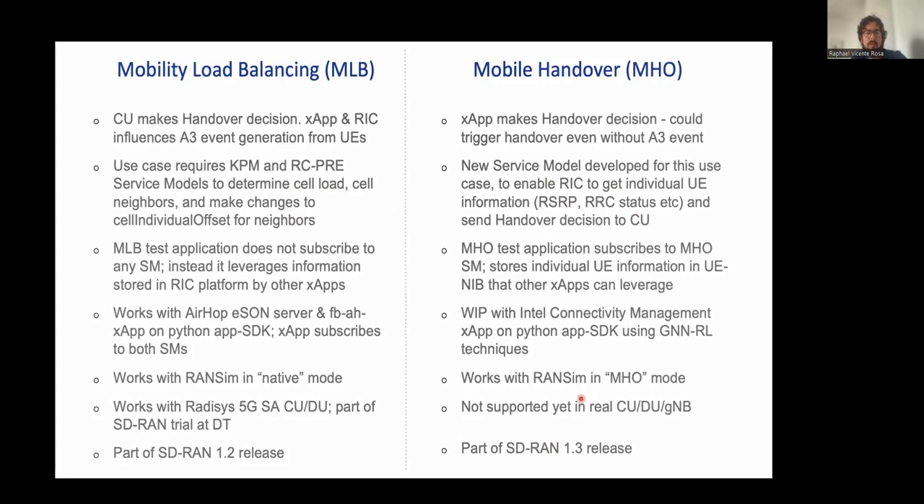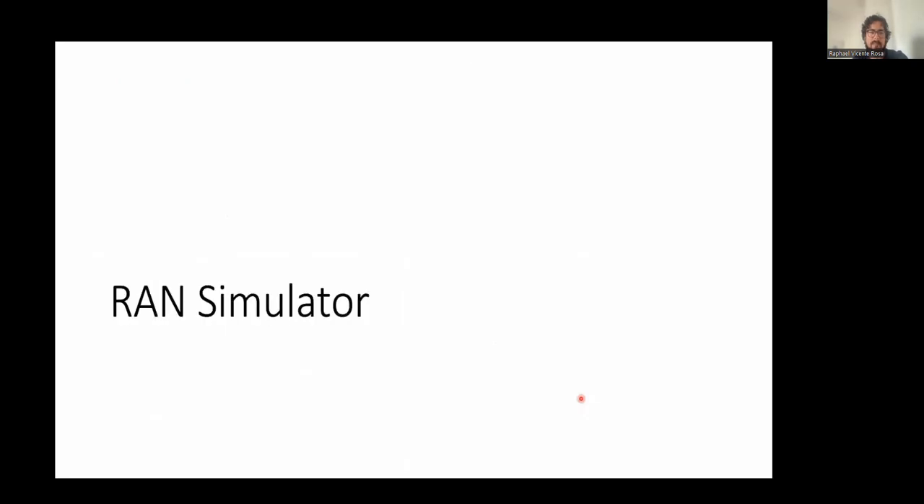It's important to note here that the SD-RAN components allow the definition of your own service models by a developer. And there's even a tutorial that explains how to do that and how to integrate that in the platform.